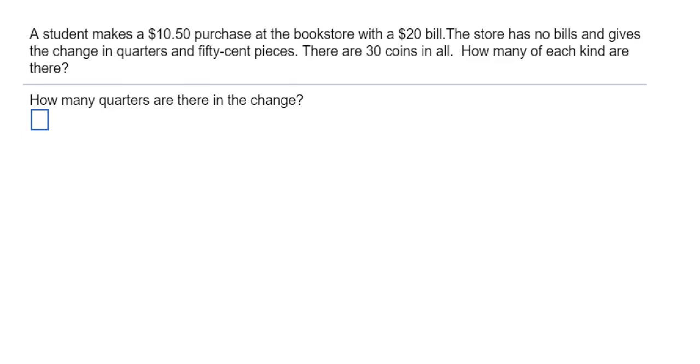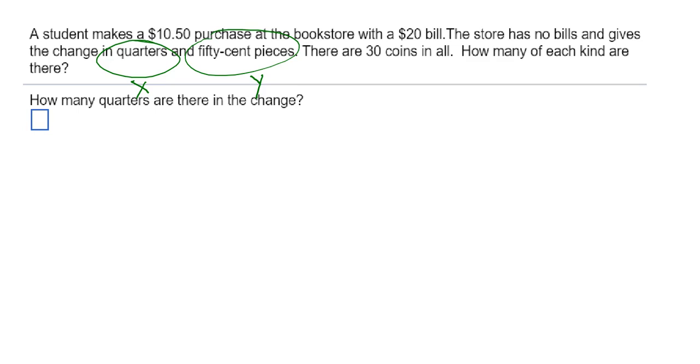A student makes a $10.50 purchase at the bookstore with a $20 bill. The store has no bills and gives the change in quarters and 50-cent pieces. There are 30 coins in all. How many of each kind are there? All right, so we have quarters and we have 50-cent pieces. We can let x represent the quarters and let y represent the 50-cent pieces.